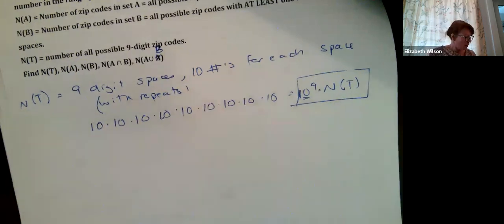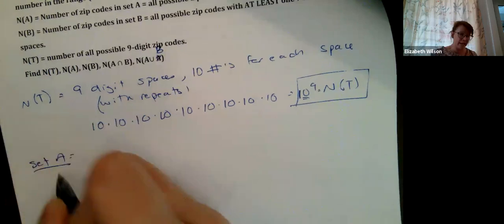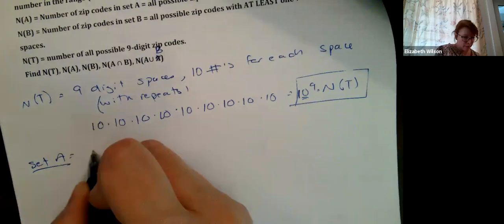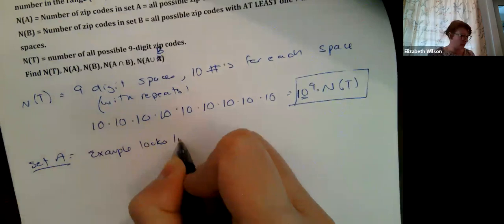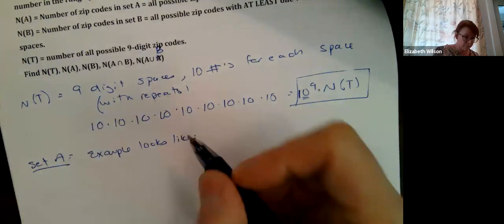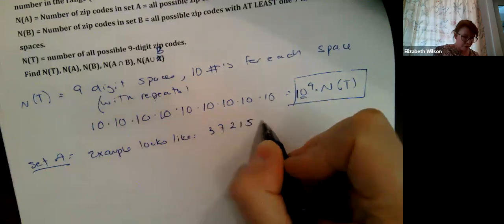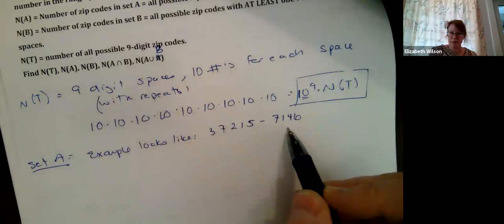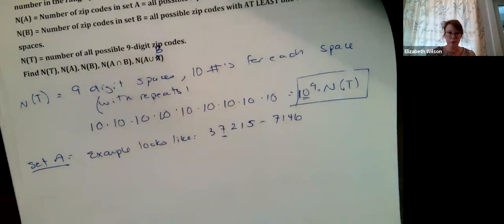All right. So set A, we'll talk about A first. For set A, I need to have at least one 7 in the first 5 digits. As an example, it could look something like this, right? I can go 3 7 2 1 5 minus, I don't care, 7 1 4 6. I don't care what's going on in the second 4, but I need to have at least one 7 in my first block of 5, okay?